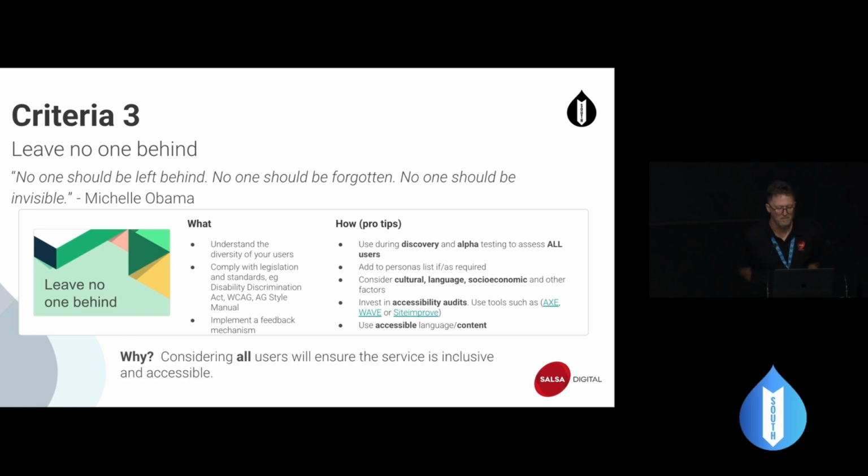So why? We need to consider all users to ensure the service is inclusive and accessible. And this was actually borne out a little bit with the talk yesterday from Adrian Redmond from DSS, where he presented on accessible documents, which was a really interesting talk. Anyone who didn't see that, I'd recommend you look at the video because it was really excellent.